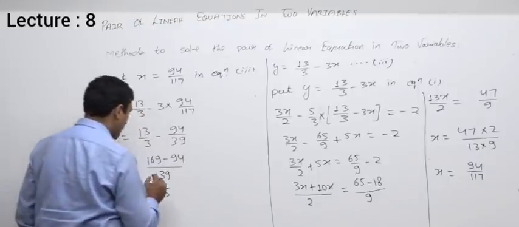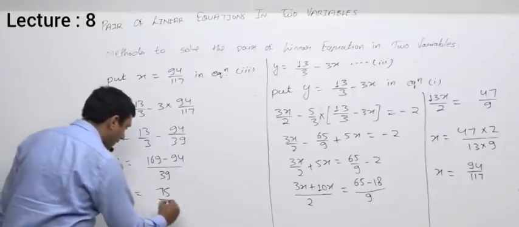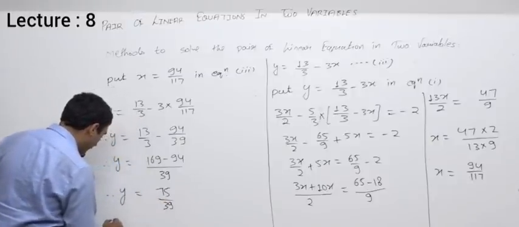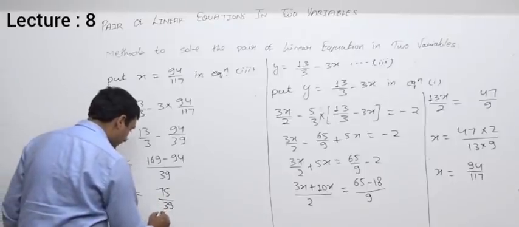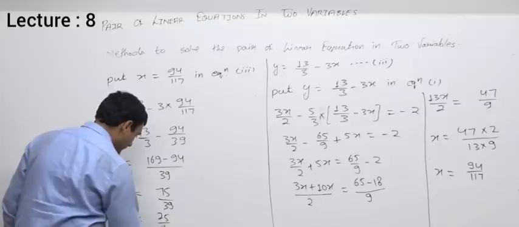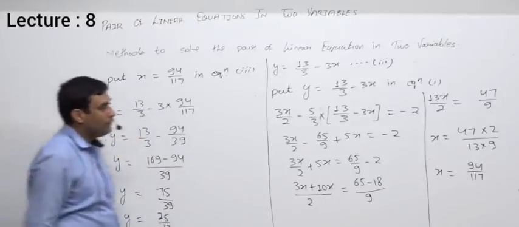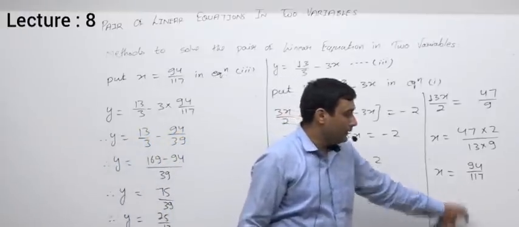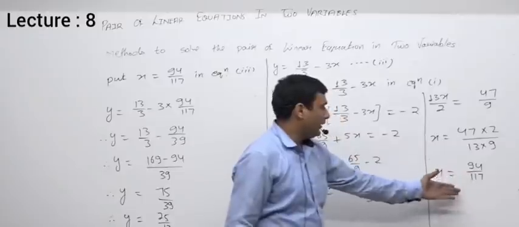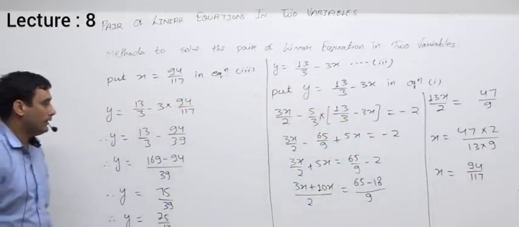So value of y will be 75 upon 39. Now we can simplify it further: 25 upon 13. So this is the value of y, and that was the value of x. Here simplification was not possible because 94 and 117 are not divisible by any common number or quantity.